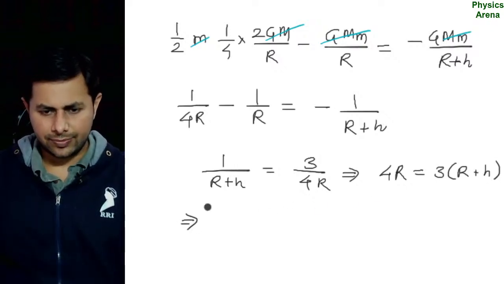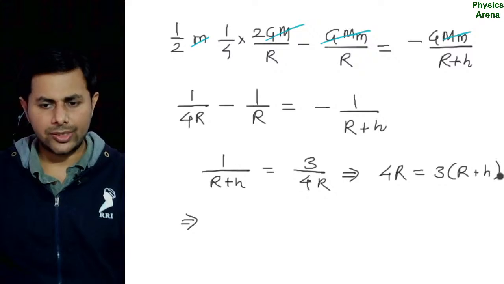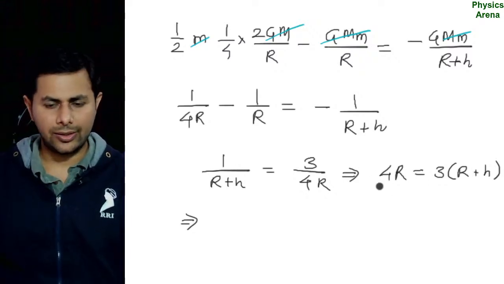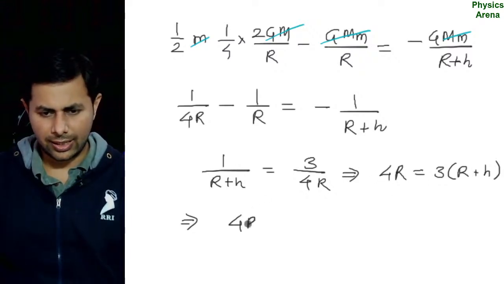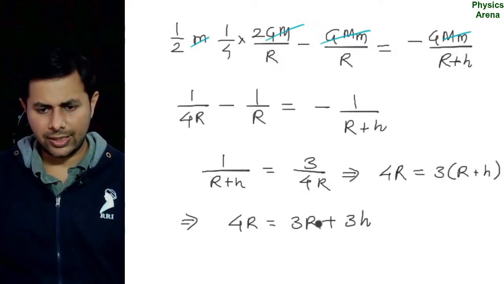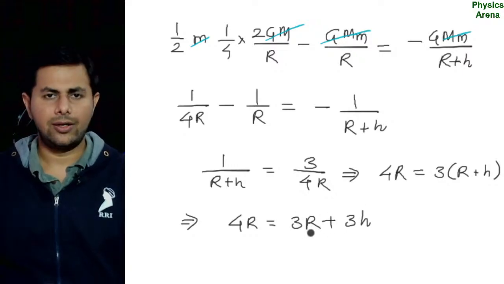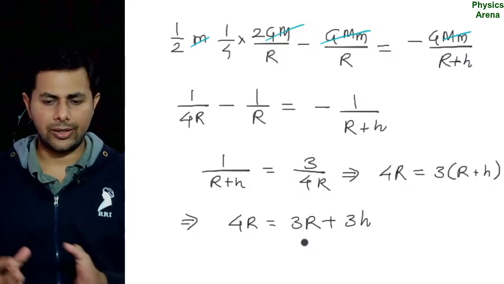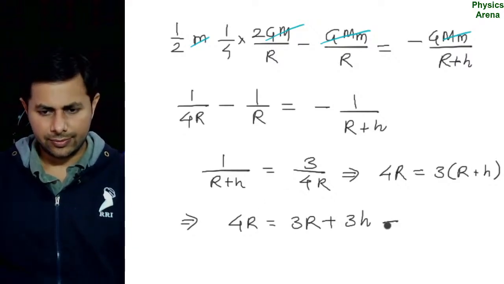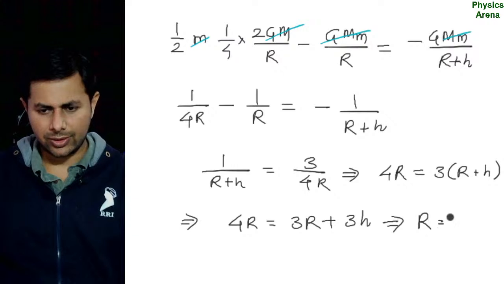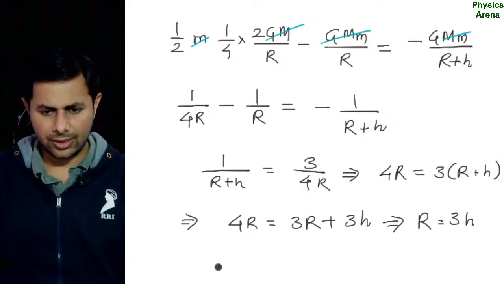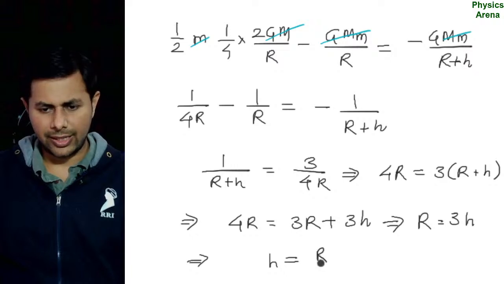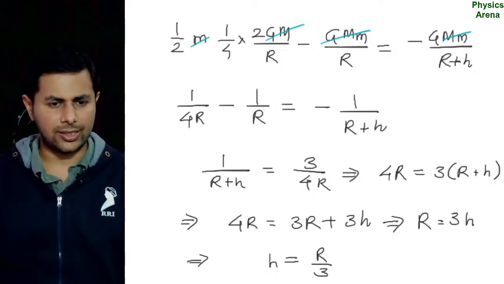So that is 3r plus 3h is 4r. So 4r equals to 3 times r plus 3 times h. So we can take this 3r on left hand side. So 4r minus 3r is r. So r equals to 3h. So this gives me r equals to 3h, and hence h equals to r by 3. Okay, so this is the answer.